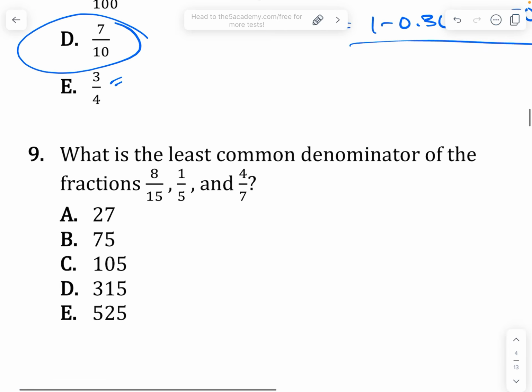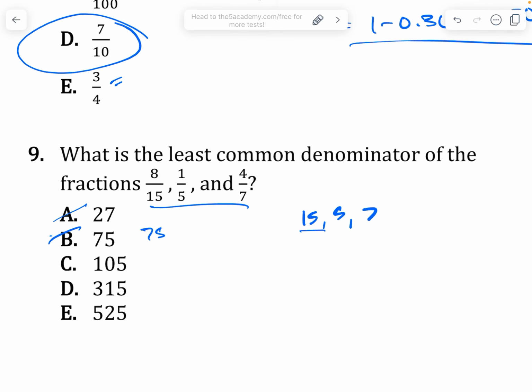What is the least common denominator of these fractions? The best way to solve this is to just identify your denominators, and then go through all the answer options and see which of them is divisible by all three. Okay? 27 is not divisible by 15, but it's not divisible by any of these, actually. 75 is not divisible by 7, if I'm not mistaken, which is correct.